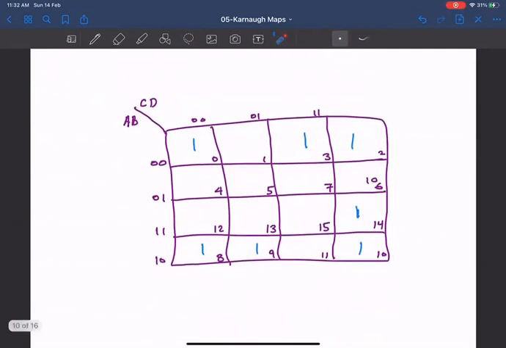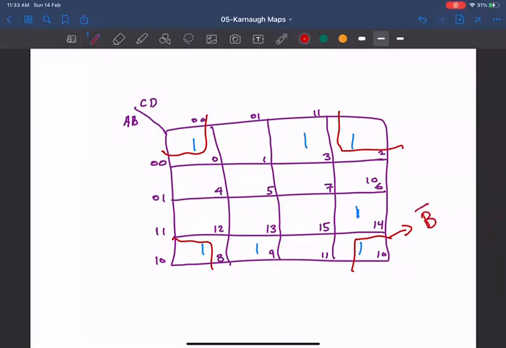The corners, excellent. The corners are a power of 2, they are 2 to the 2 squares, rectangular shape, and they are not contained in a larger group. So the corners are an excellent choice. And what expression does the corner correspond to? B complement and C complement? No, C complement, is it? Yeah, C complement.